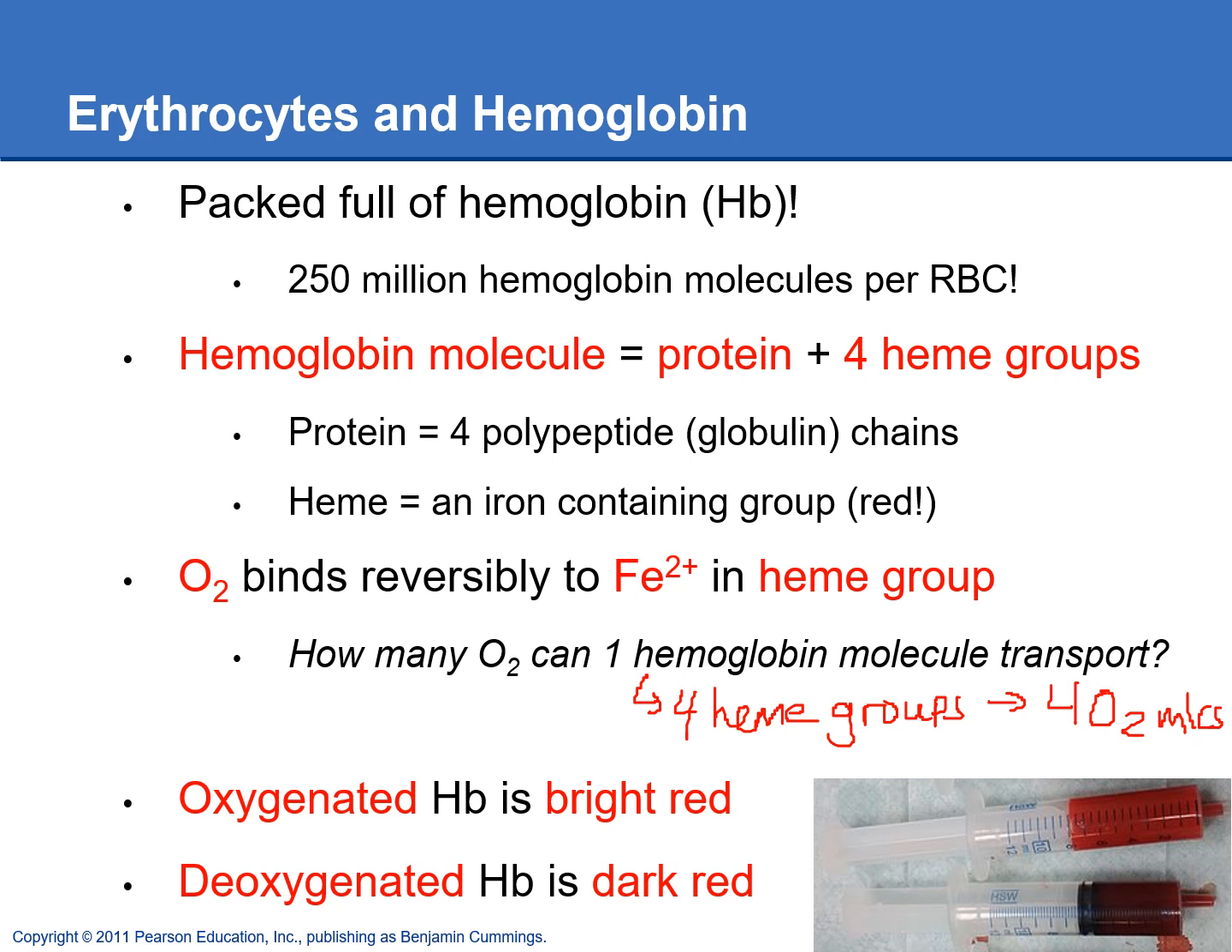When oxygen is bound to the hemoglobin, we've got our oxygenated hemoglobin, and it's a bright red color. It's kind of a cherry red. So if you draw blood from a systemic artery, it will be bright red. But if you draw blood from a systemic vein carrying the deoxygenated blood, then it will be kind of a dark maroon red, and that indicates that it's deoxygenated. So it does change color whether it's carrying oxygen or not.